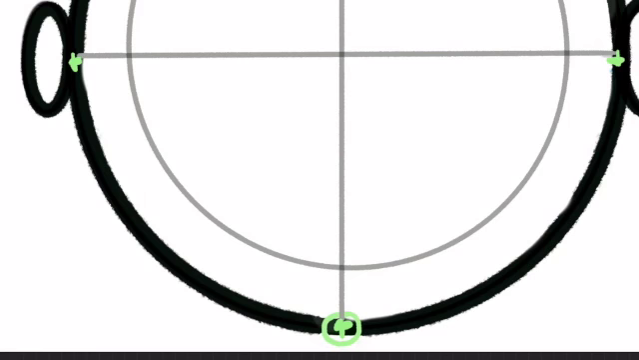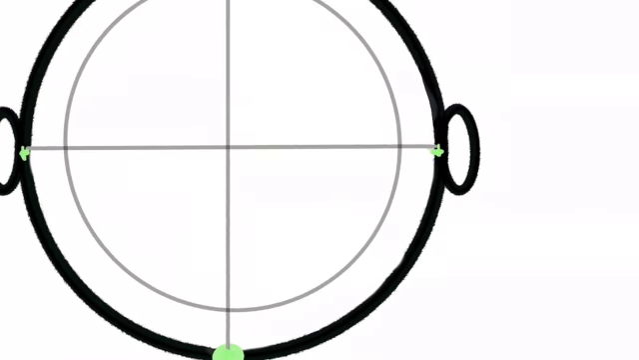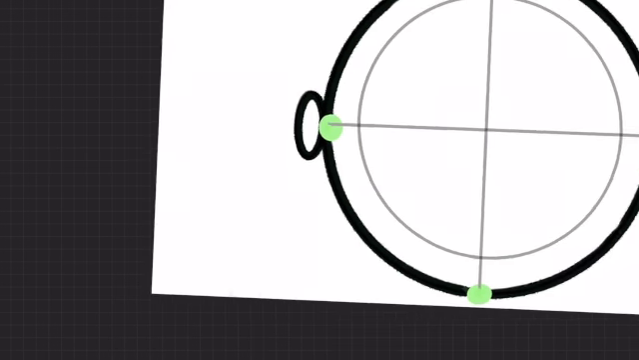And then we're going to mark the inion, which is at the back of the head. If you take your finger and go up, there should be an indent. Now we're going to do the left and right preauricular points. These points are right in front of your ear.